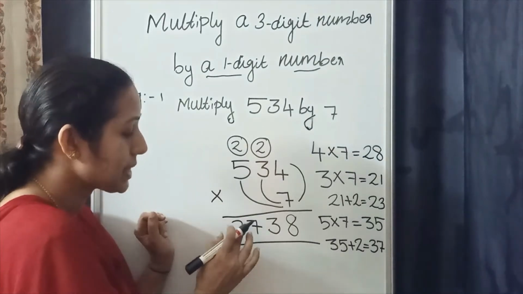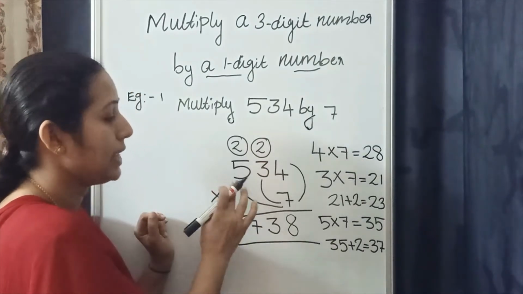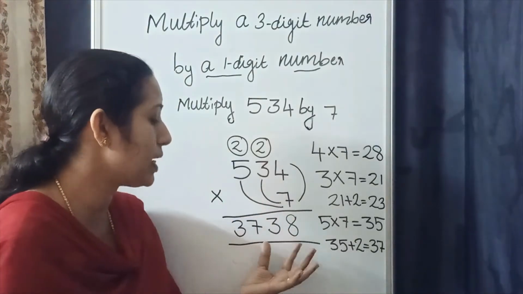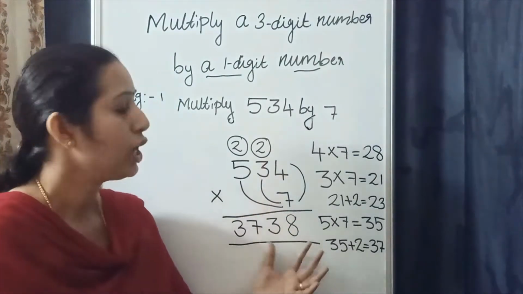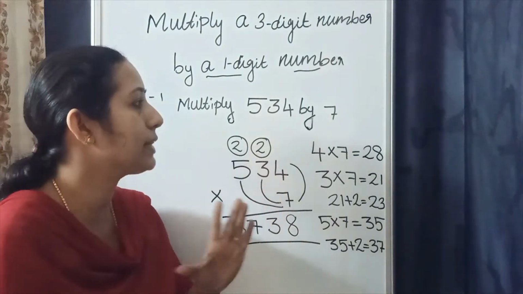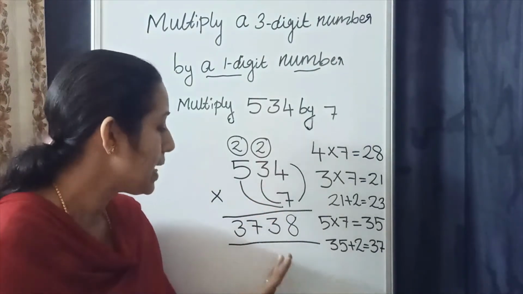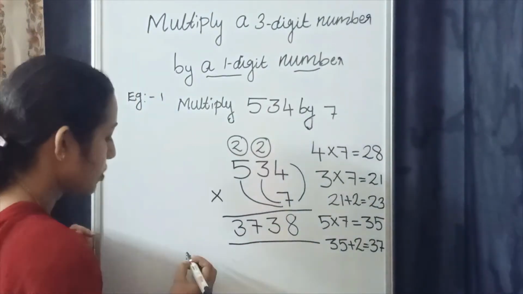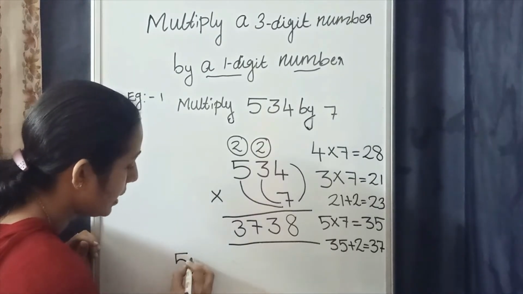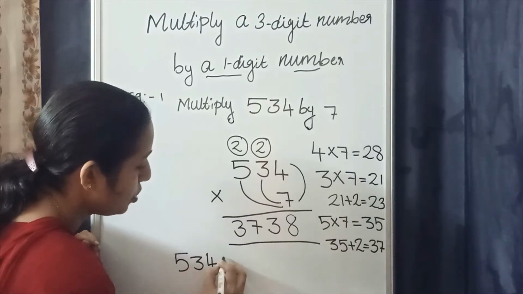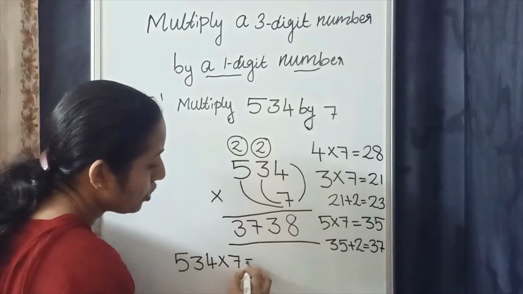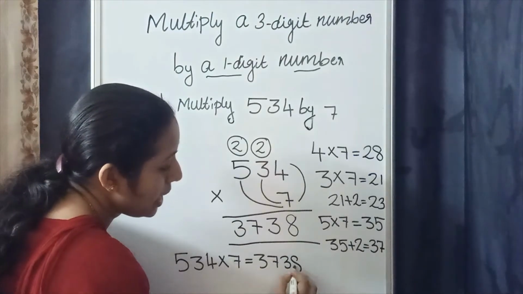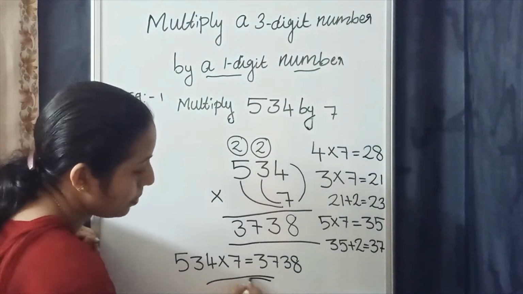So the answer is 3738. That is, 534 into 7 is 3738. The product of 534 and 7 is 3738. Then write the question again: 534 into 7 is equal to 3738. These are the correct steps.